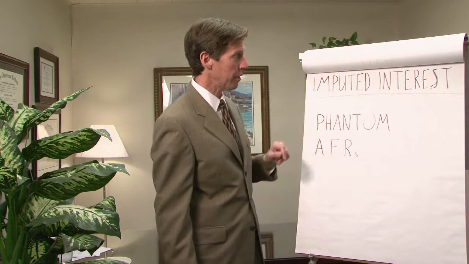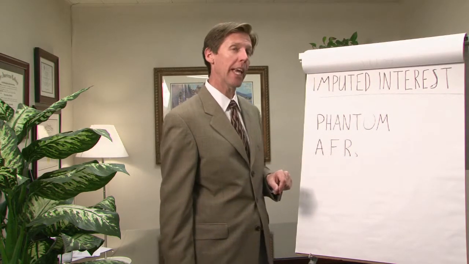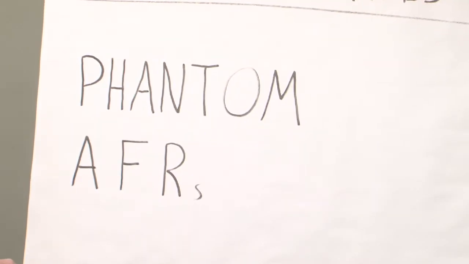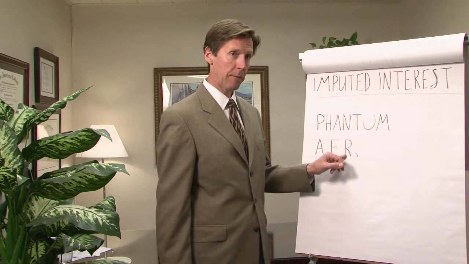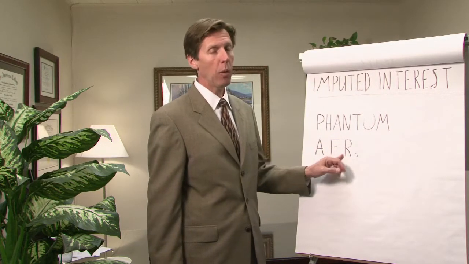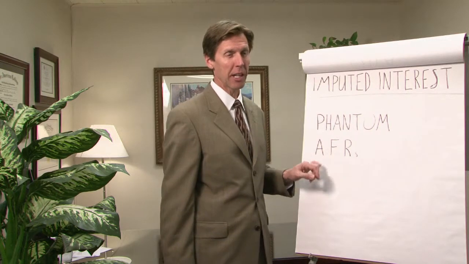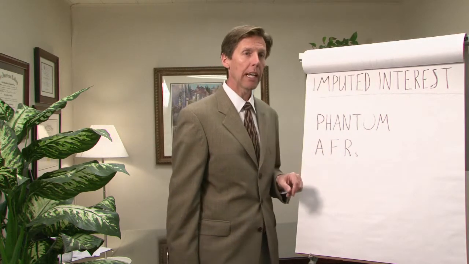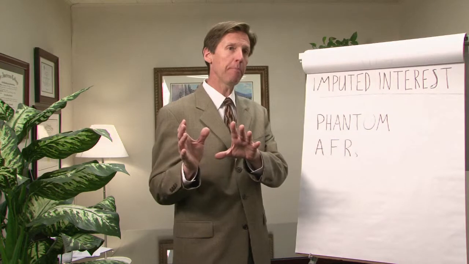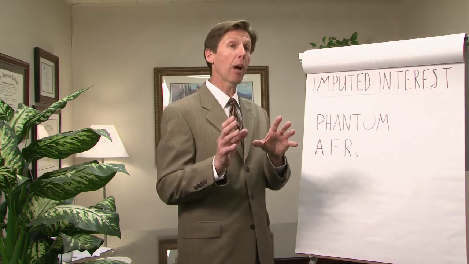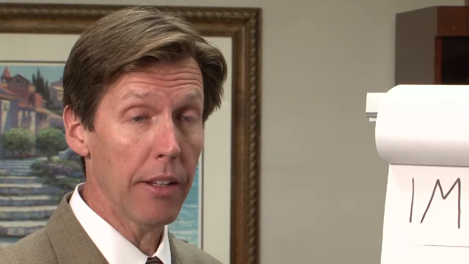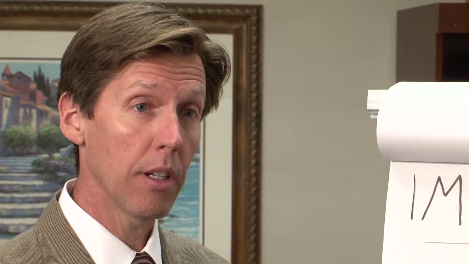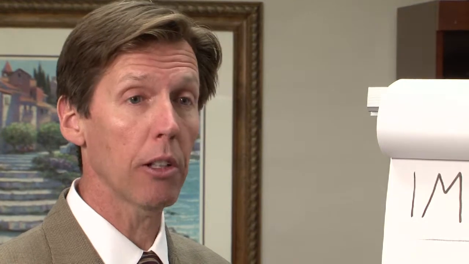Another reason imputed interest is important is something called AFRs, applicable federal rates. When might that come into play? Well, some people like to play games, and so the government has come up with this formula. Let's say that a man named Jim sells a $1 million property to a man named Bob. And their agreement is that Bob pays Jim $100,000 per year for 10 years.